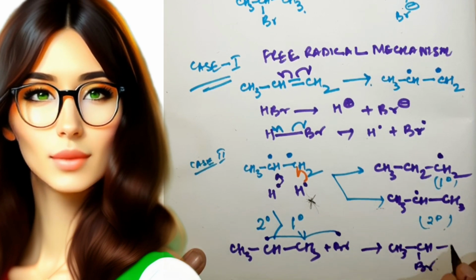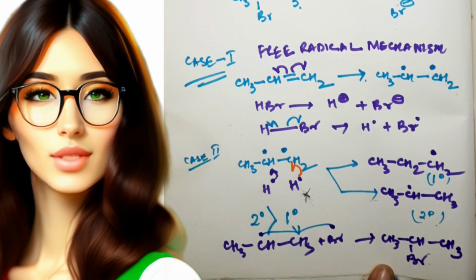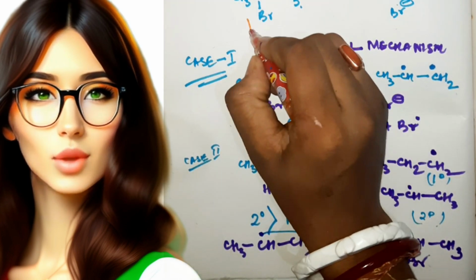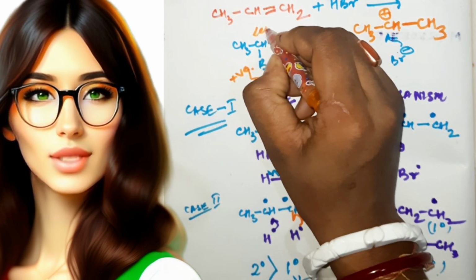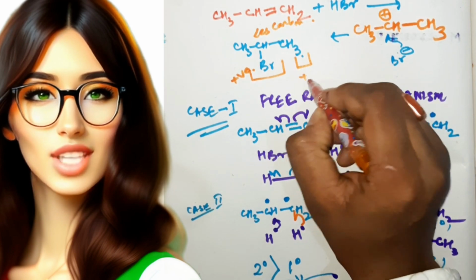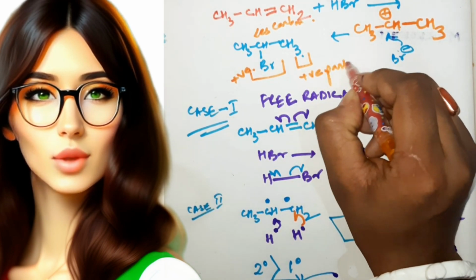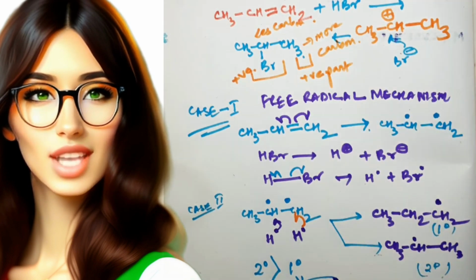Now this bromine free radical will go and attack the secondary carbon free radical, so that it forms the more stable product. And that's why Markovnikov's addition rule says that the positive part goes to the carbon atom which has more number of hydrogen atoms, whereas the negative part goes to the carbon atom with the least number of hydrogen atoms. So that is your Markovnikov.